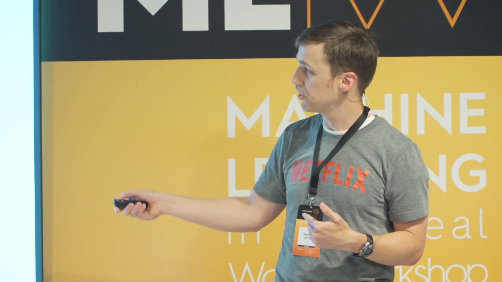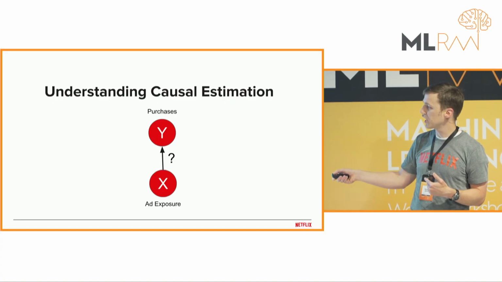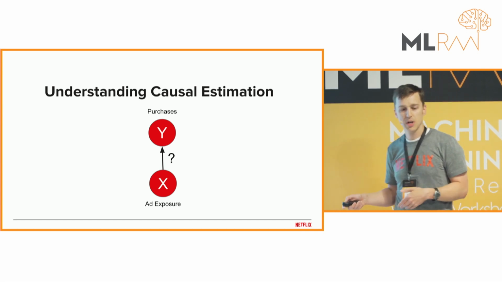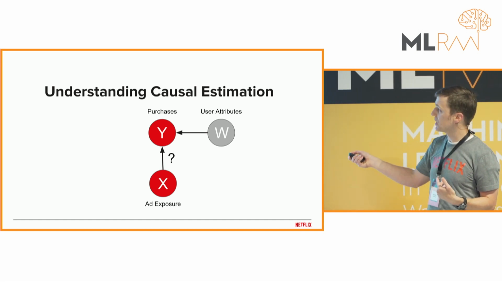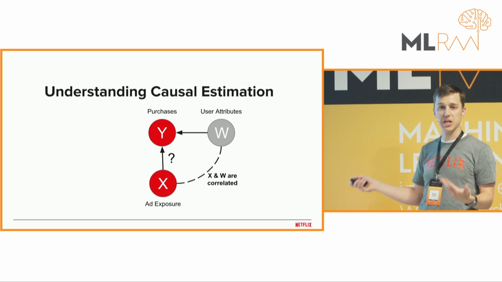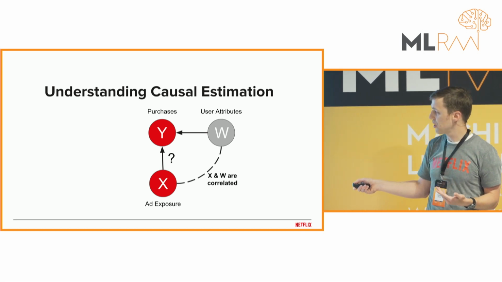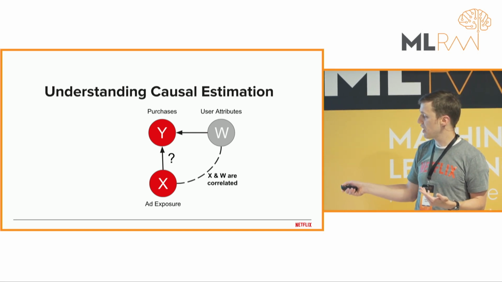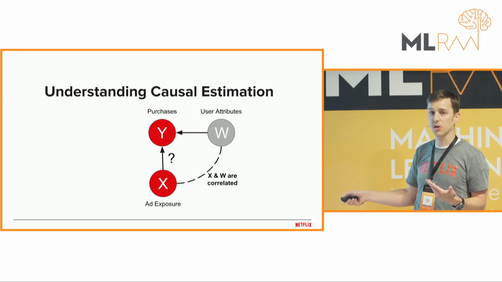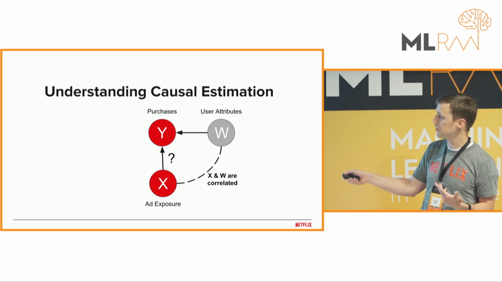So in particular, we're interested in the causal effect of ad exposure on purchases. We want to know how big of an effect there is, and sometimes we might not have full control over whether an ad is even shown. And so what ends up happening is that user attributes affect purchases, and if we're any good at marketing and our machine learning models are any good, it's going to turn out that these things that we can observe, our user attributes, are going to cause ad exposure and purchases to be correlated.